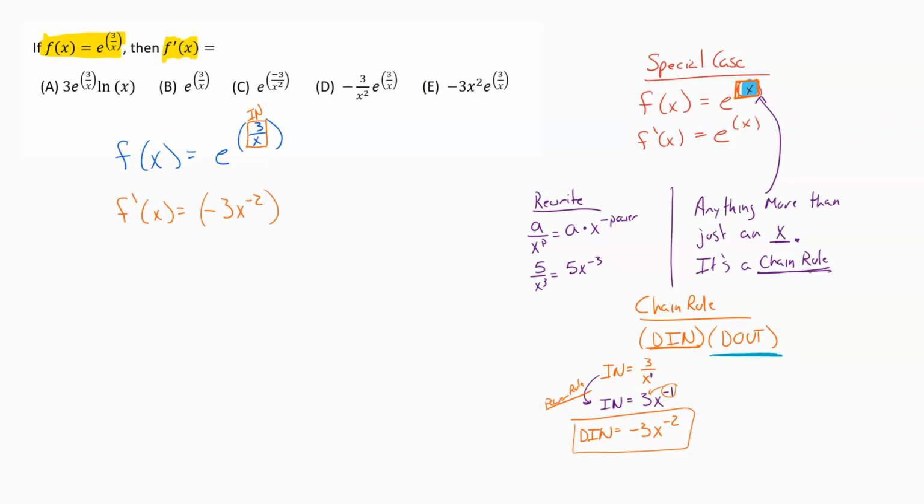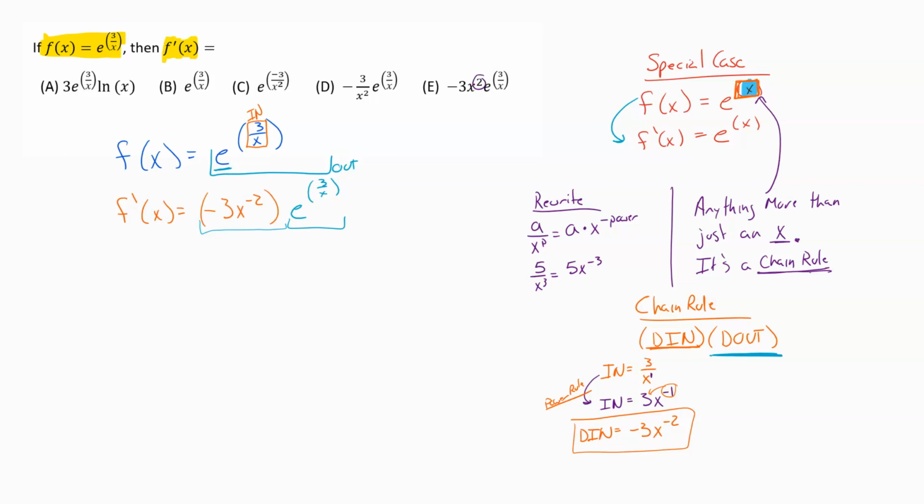The outside piece here, that is your e function. That is the piece that follows your special case. So the derivative of e to the x just stays e to the 3 over x. And so that's our d out. And then the piece up front here was our d in. You can stop there always on problems like this, and you just want to go up and check and see if your answer is sitting up there. And what you can see is that your answer isn't quite there.